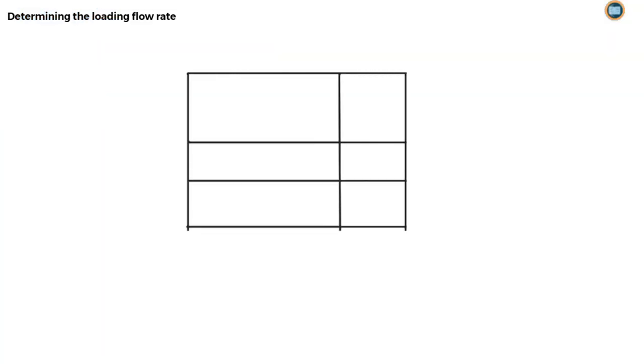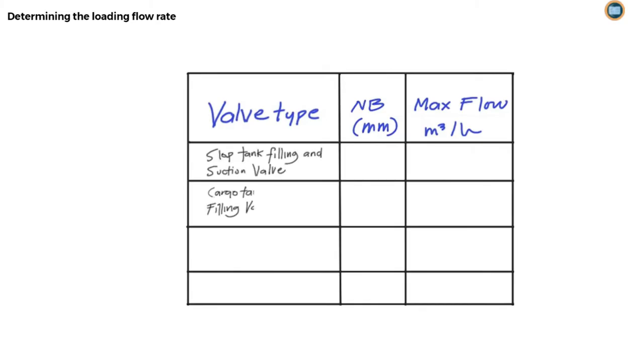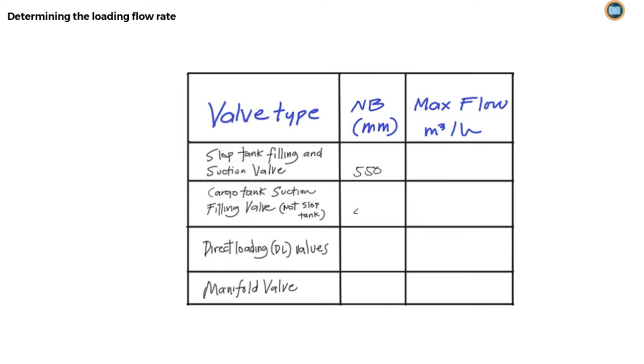Looking at this example of a typical maximum loading rate table for different valve types on the cargo loading pipeline system, you can see the nominal bore or internal diameter of each valve type on the pipeline system. Against each is the maximum permissible rate based on velocity flow of 6 meters per second. The maximum permissible flow rate can be determined using a matrix for various combinations of direct loading and manifold valves.